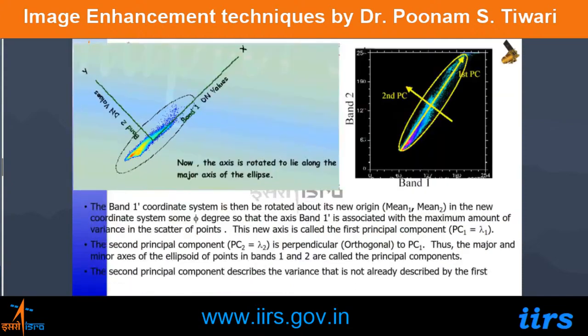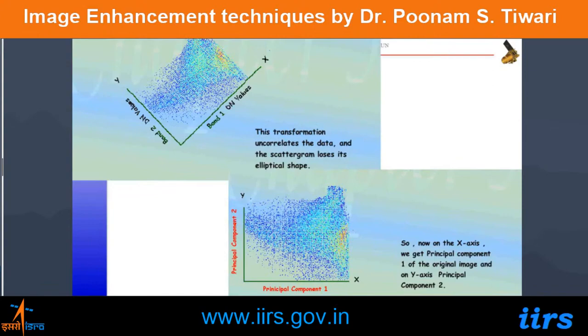Now, when we plot the new brightness values, we will see that these new brightness values are uncorrelated and the scattergram loses its elliptical shape. So now the x-axis is the first principal component, which gives us the maximum information because it was taken in the direction of the longer axis of the ellipse. The second principal component gives us the information which is not available in the first principal component, unique information, because it is at 90 degrees to principal component 1.